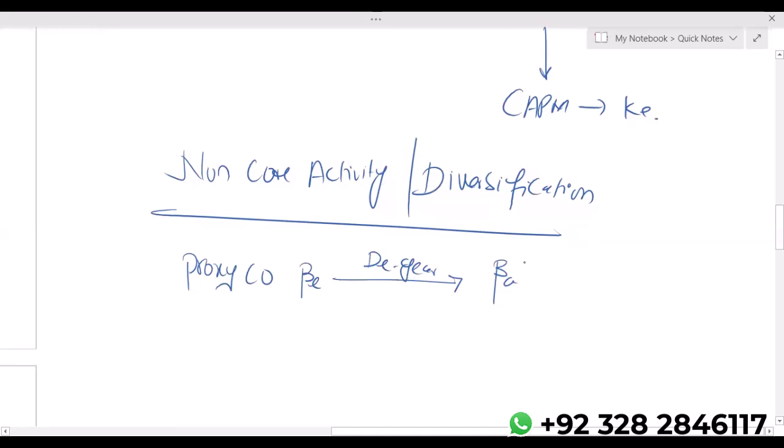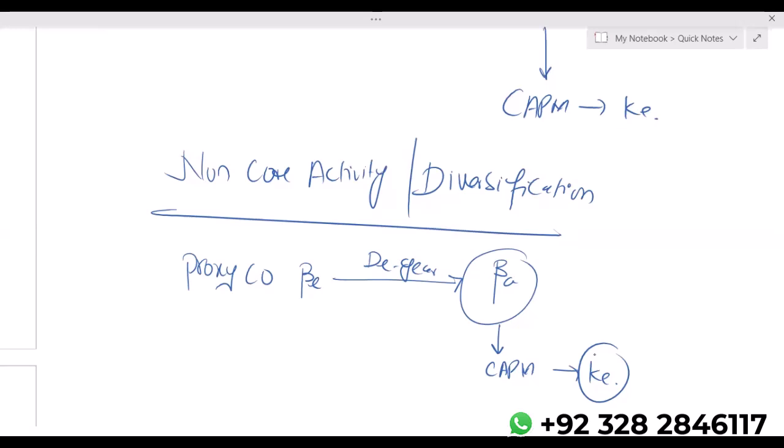Now listen, student. Whatever the beta asset comes to, this beta asset will be used in the capital asset pricing model to calculate KE. Why are we using beta asset in the capital asset pricing model to calculate KE? Don't forget the assumption. The assumption is that while calculating base case NPV, while calculating NPV of investment, we are assuming that the project is 100% equity financed. That is why in the capital asset pricing model, we are using beta asset rather than equity beta.